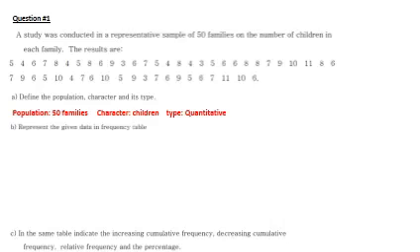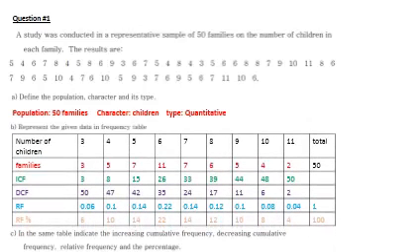Now we need to represent the given data in a frequency table. And also I'm going to directly solve part C, which is the increasing cumulative frequency, the decreasing cumulative frequency, and the relative frequency with the percentage. As you can see, this is the table where we have the frequency, which is the families, and the number of children in every family. For example, 3 families have 3 children, 5 families have 4 children, 7 families have 5 children, and so on.